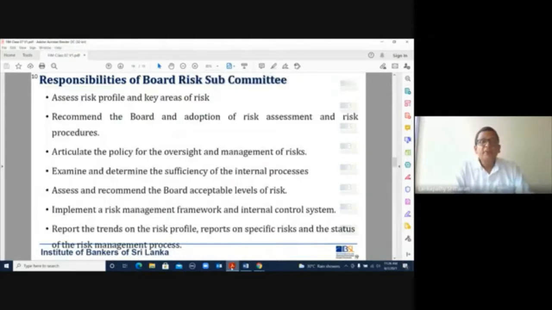And this is the responsibility of the board risk subcommittee, which is responsible for reviewing the risk management function of the particular bank. So assess the risk profile and key areas of the risk.